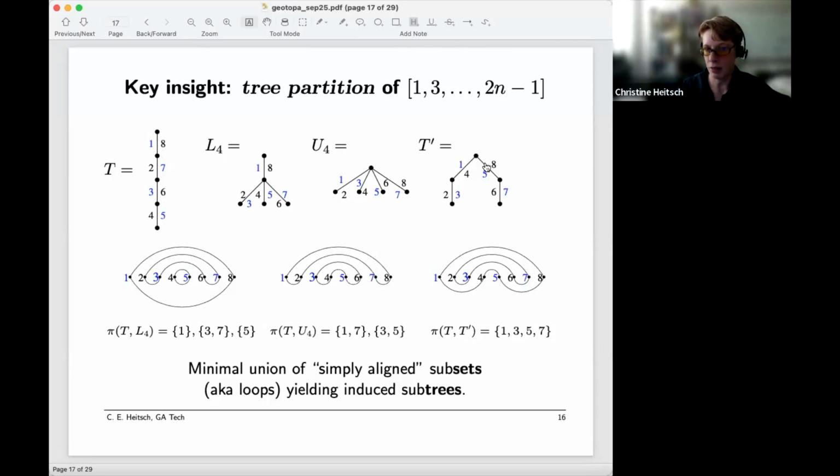But 1 and 5 are a subtree here. If I look at 3 and 7, 3 and 7 are a subtree here, but not here. So what I need to do is take the minimal union of closed loops so that I get subtrees rather than just disjoint subsets. And so the partition that I get of the odd integers, according to these 2 trees, is actually the whole set itself.